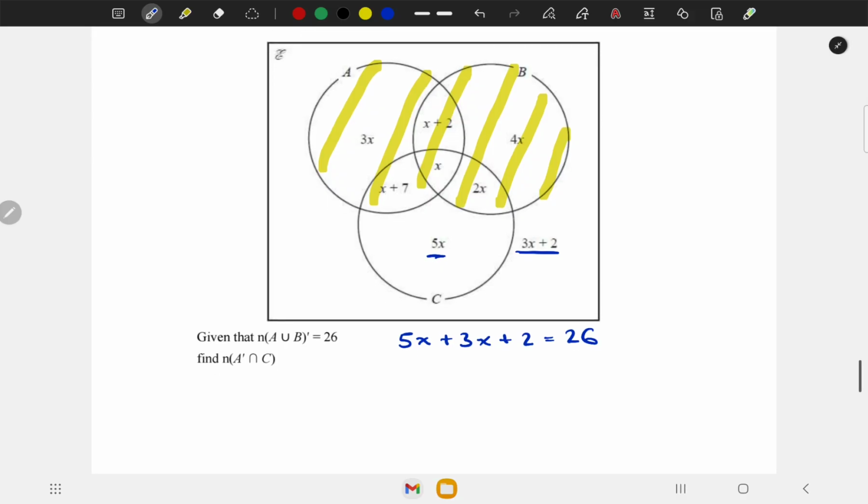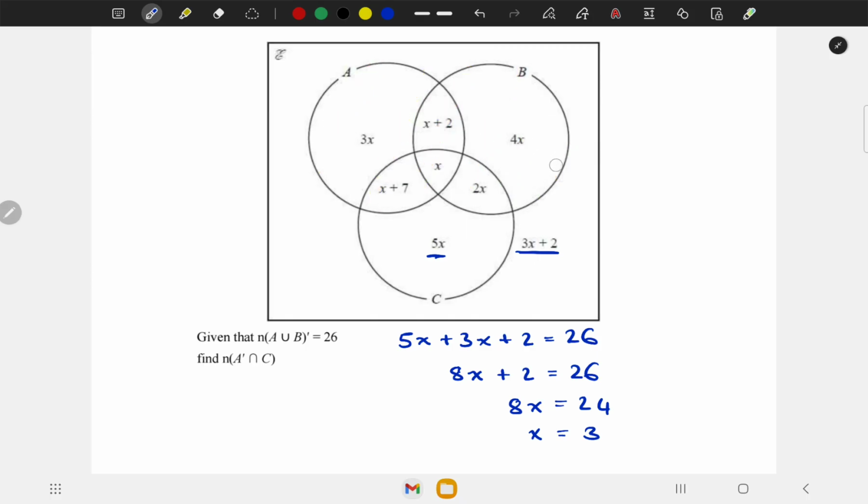That means I can solve for x. I collect my like terms: 8x plus 2 is equal to 26. 8x is equal to 24, which means x must equal 3. Okay, so I've found that piece of information. The question is asking me to find the number of elements in A complement intersection C.